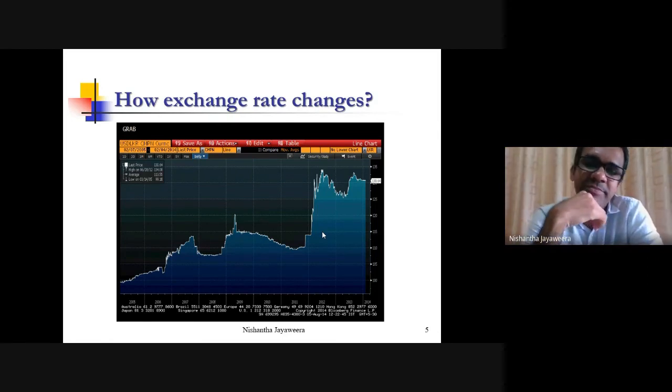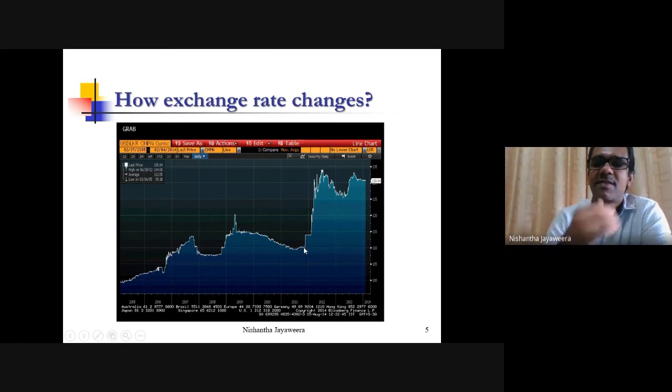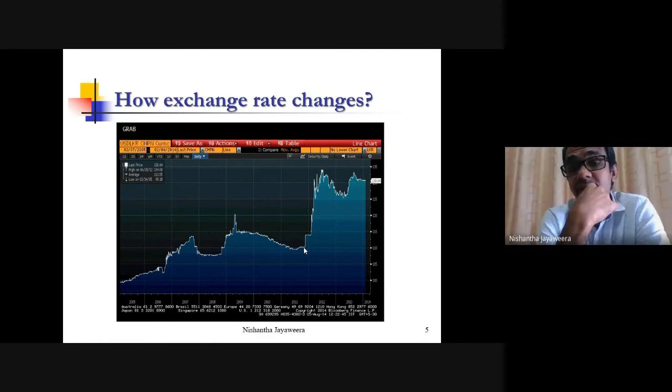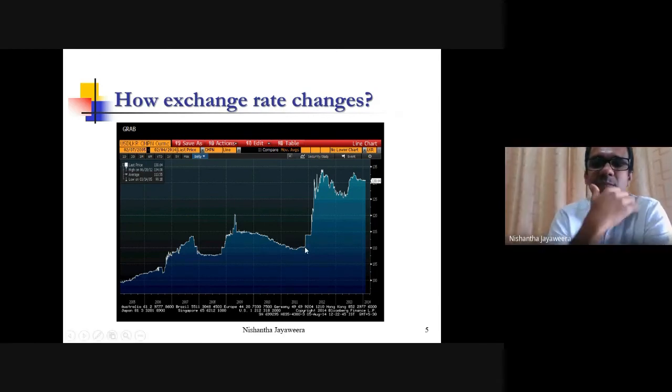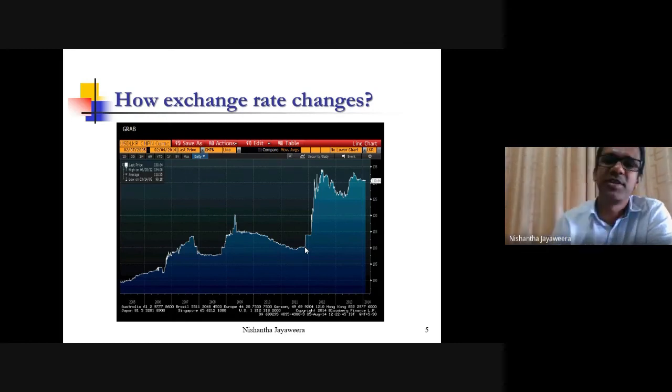Can you remember what happens on this date? World Trade Center hit. 2011. Sorry, sir. November. This is dollar rupee, and the rupee depreciates.